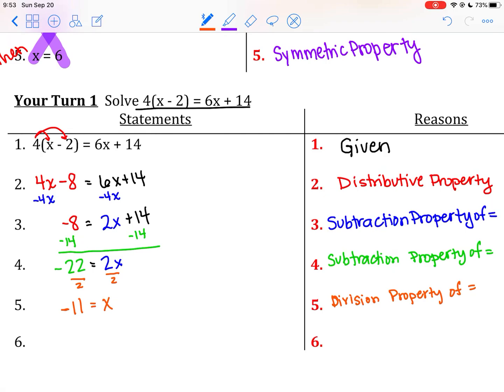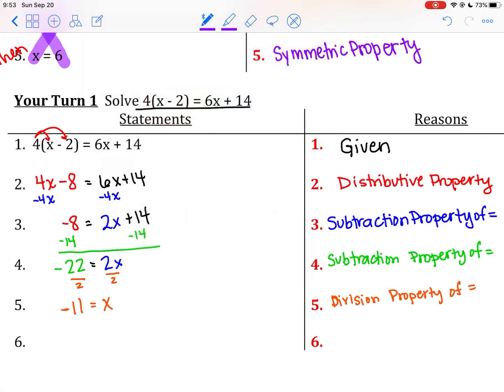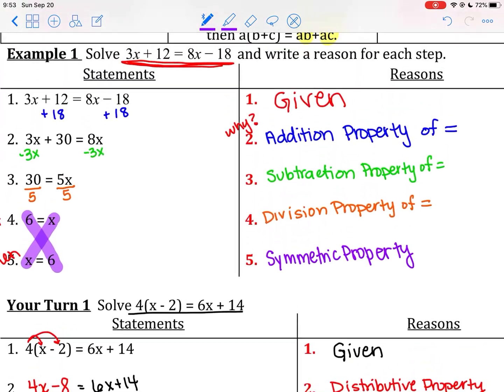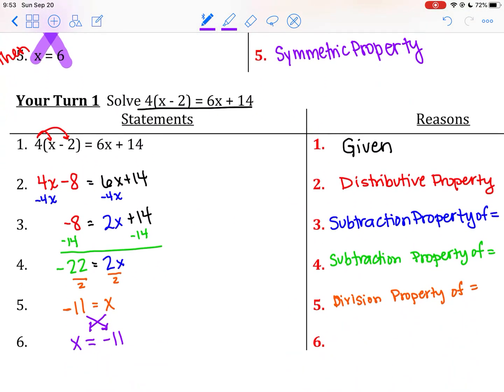So if 11 equals x, and for this particular topic, we want the variable to come first, I want my last statement to be an x equals statement. So if 11 equals x, then x equals 11. In that step, we just change the order of the answer, what came first, and that was called the symmetric property. So here we used our symmetric property last.